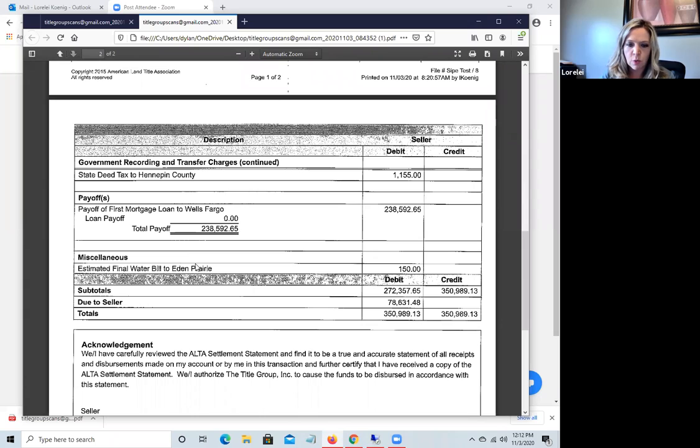Also, one of the things I should have put on here, but didn't think about until after the fact, is a home warranty. Many times there's a home warranty that the buyer agrees to pay for, or the seller agrees to pay for, or maybe the buyer wants to order one on their own. We will collect for that on the settlement statement as well, and we will ask for an invoice from whoever ordered it.